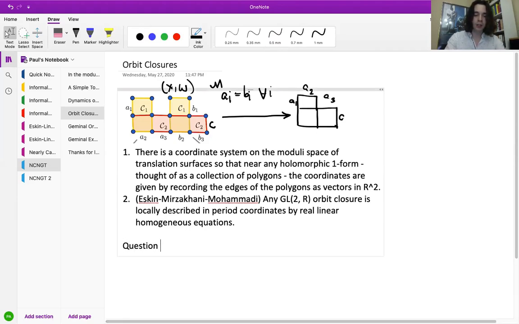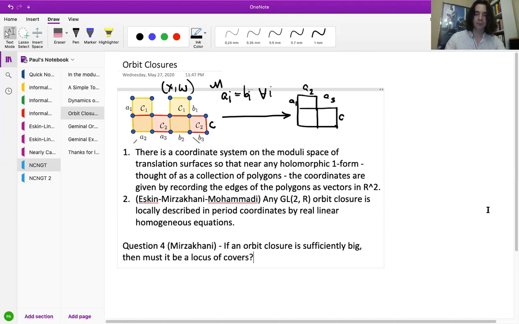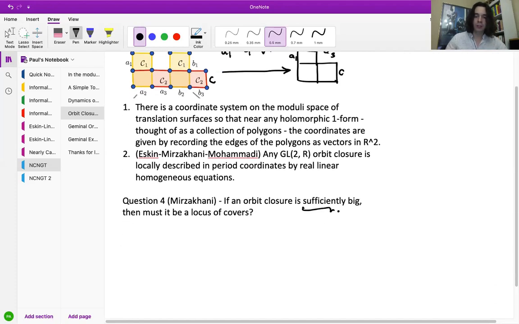This leads to a question of Mario Mirzakhani, which is essentially where I drew the title from my talk. The question asks the following: if an orbit closure is sufficiently big, then must it be a locus of covers? And what does sufficiently big mean? So the actual conjecture says that the rank of M is bigger than G over 2. G is the genus of the surfaces being parameterized.